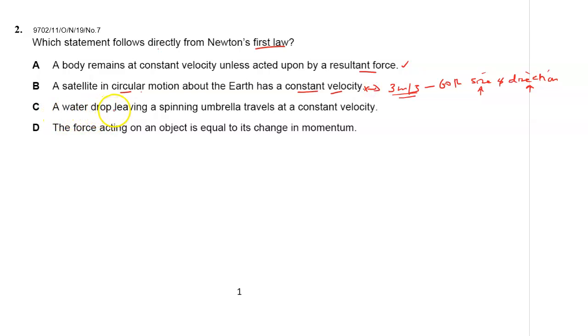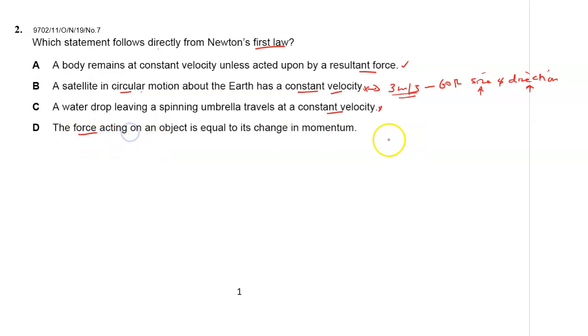C, a water drop leaving a spinning umbrella travels at a constant velocity. That is true, but of course it is acted upon by gravity, so it is accelerated downwards. So that is not also correct. D, the force acting on an object is equal to its change in momentum.